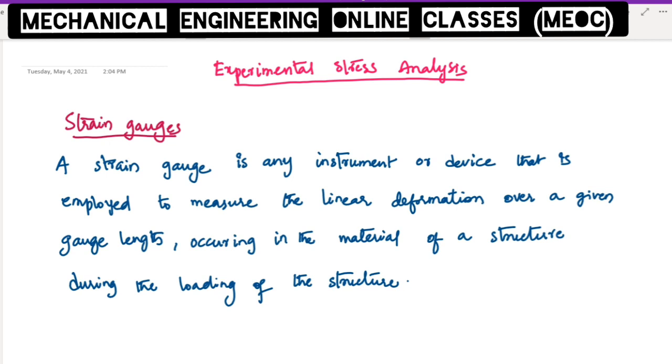So if you take any specimen and you want to measure the strain occurring when it is loaded, you will fix the gauge length. Suppose L is the gauge length, that is the length under consideration, that is called gauge length. So using a strain gauge you can measure the linear deformation that is occurring because of the loading.